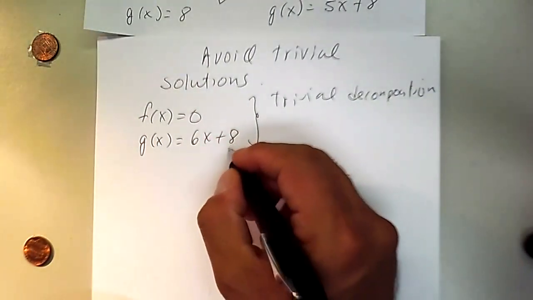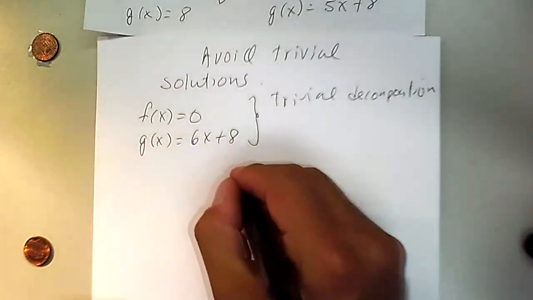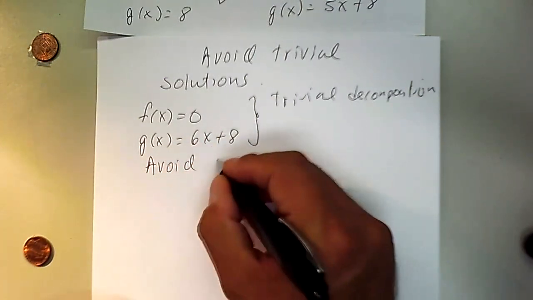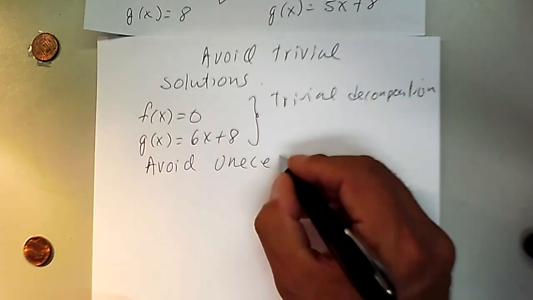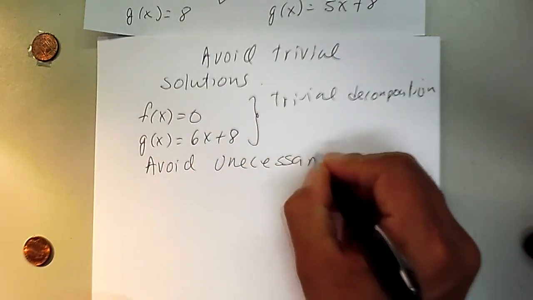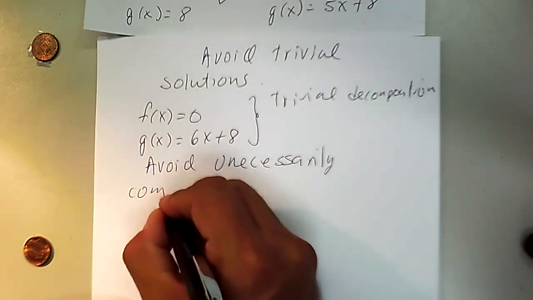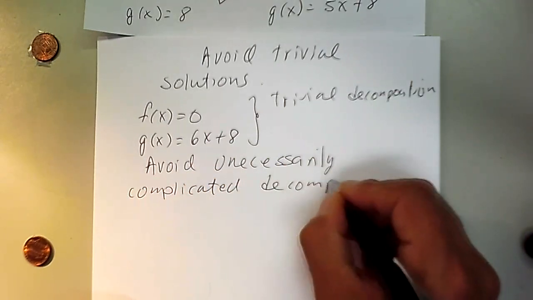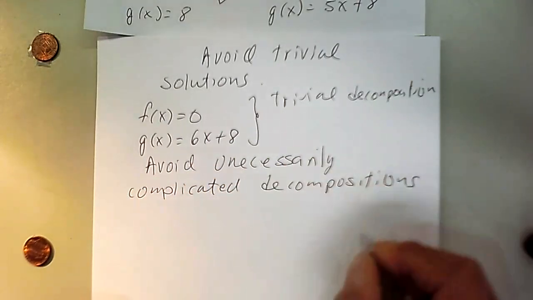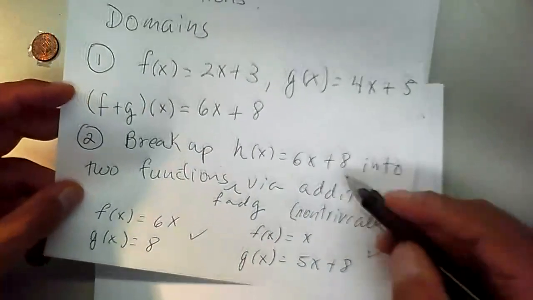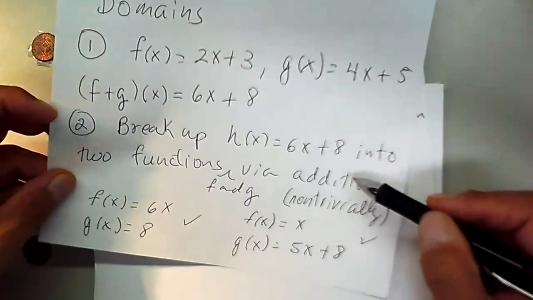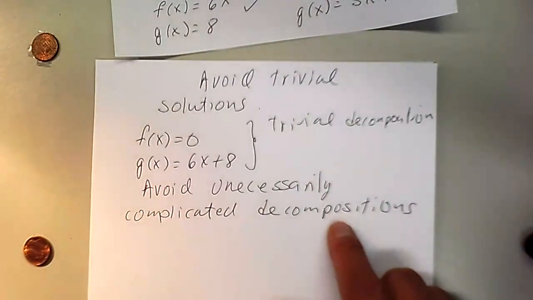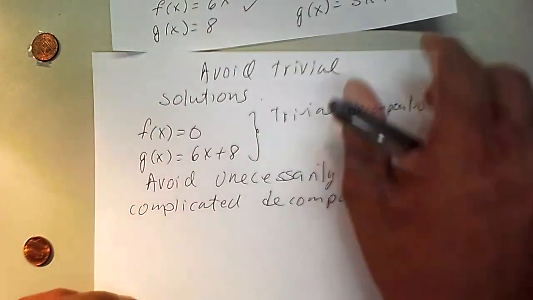Also, we want to avoid overly complicated solutions, unnecessarily complicated solutions. Avoid unnecessarily complicated decompositions. I'm probably not going to add this to the question to avoid unnecessarily complicated solutions, but it is going to be understood. So what is an unnecessarily complicated solution?